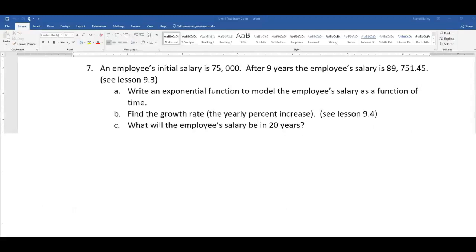All right, so number 7 says an employee's initial salary is $75,000. After 9 years, the employee's salary is $89,751.45. Write an exponential function. So before we begin, what type of word problem is this?